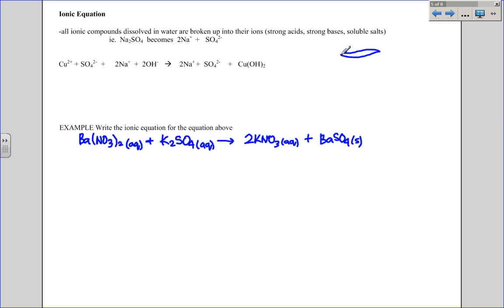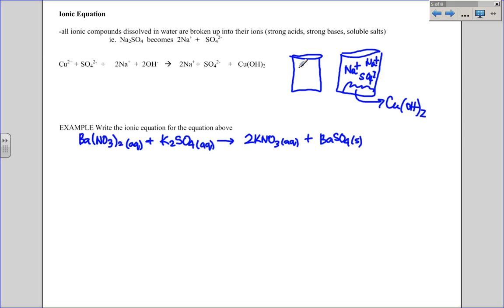So if you imagine a beaker, what you're going to see in this beaker is a precipitate of the copper hydroxide. And then in the solution, you're going to see the sodium ions and the sulfate ions. So this is sort of the after. And before the reaction occurs, you see the copper ions, the sulfate ions, the sodium ions, and hydroxide ions. I haven't left myself enough room to draw it there.